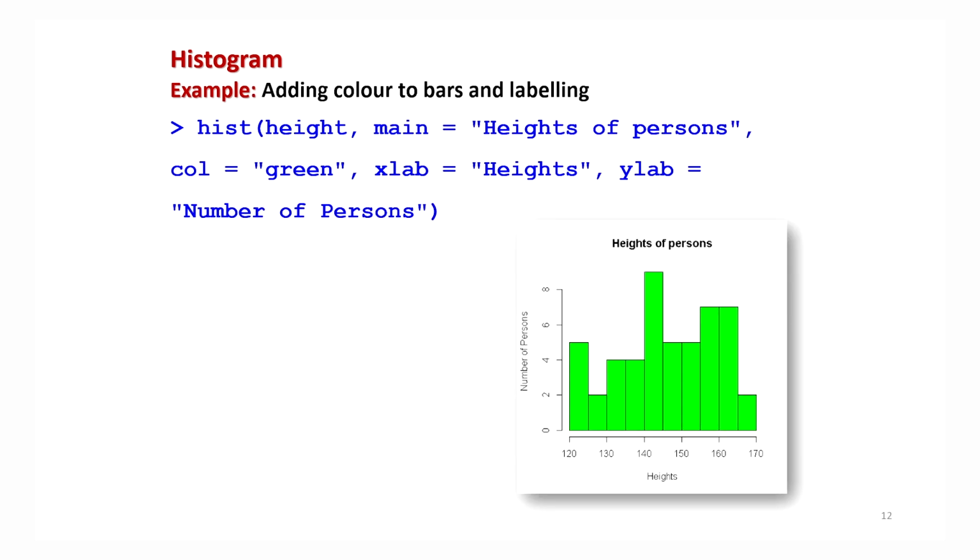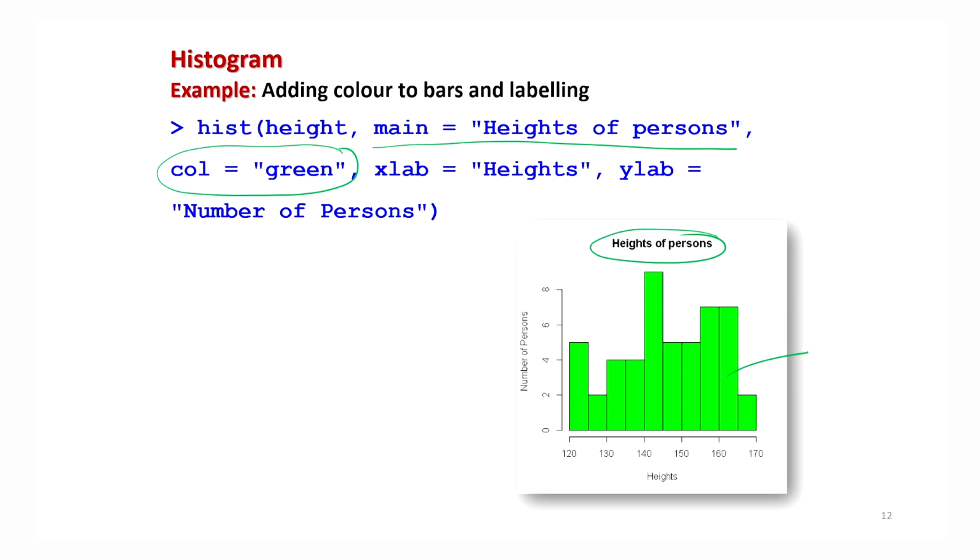Right. Now, if you want to make it more informative, for example, if you want to give the title as heights of persons, then we use the same command with main equal to heights of persons. And if you want to give it the color green, then you simply use col equal to green. Here I am using green in double quotes because it is a single color.